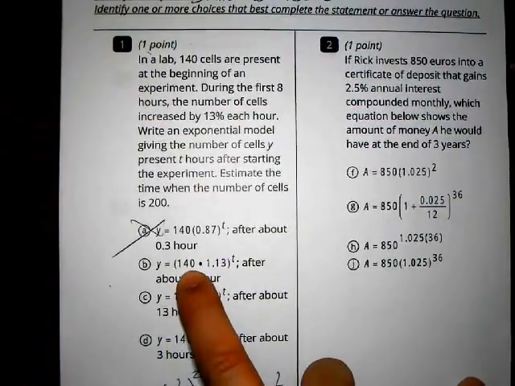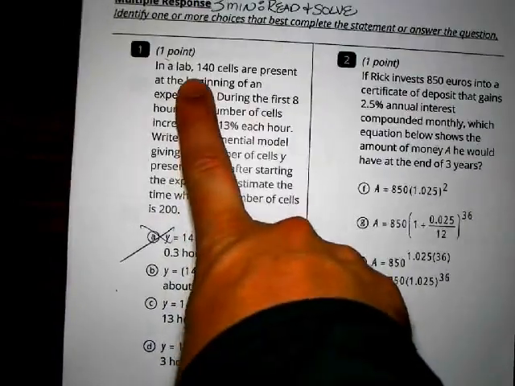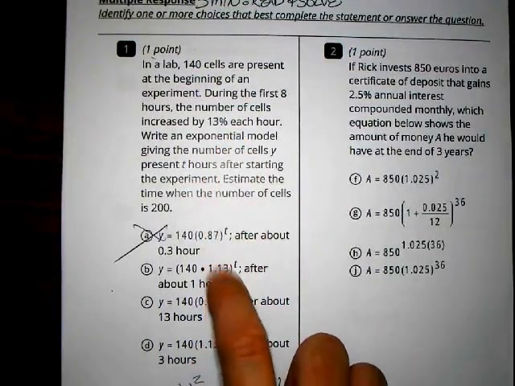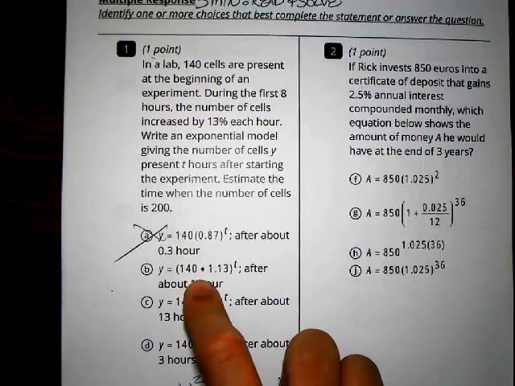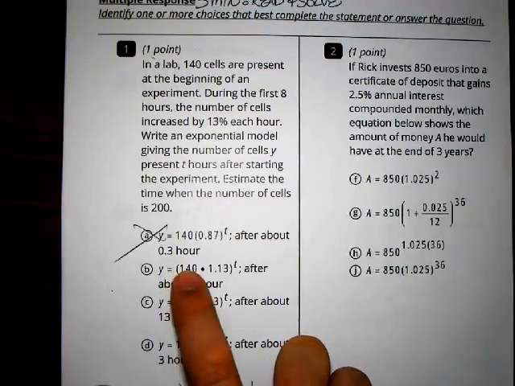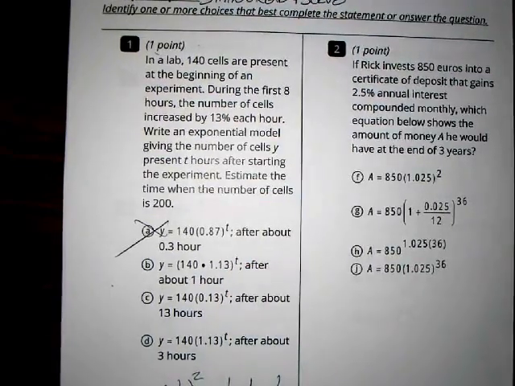All right, now let's take a look at this one. We have 140 times 1.13. Okay, well that seems about right. We have 140 because we started with 140 cells. We have 0.13, which is 13%. That seems pretty good. This seems like a growth thing. But let's think about this. In any of our loans, did we ever raise the principal to the power? That was never a part of the deal, right? Because we don't want to be paying $3 billion for a $30 loan. There's no way that we're going to raise the initial amount to a power, right? No good. So this one is also not possible.